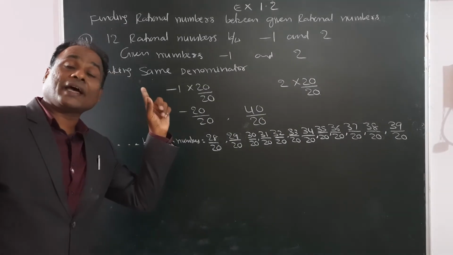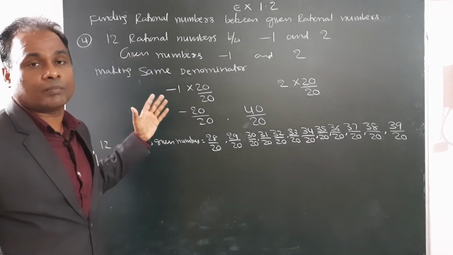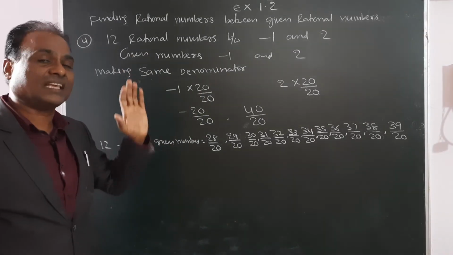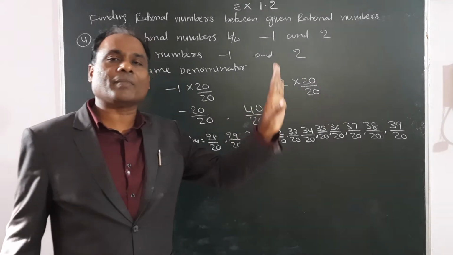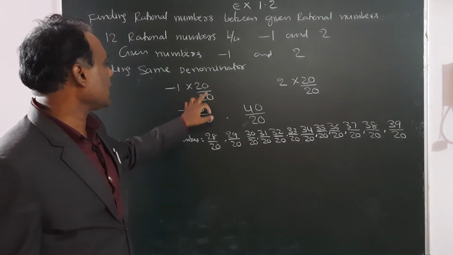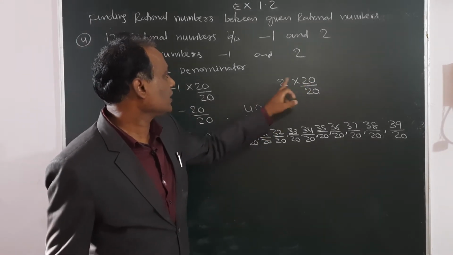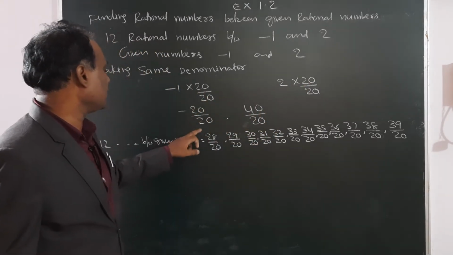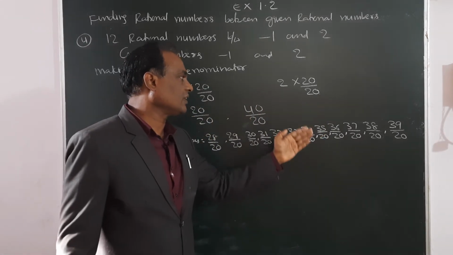First I explained the mean method, but it will be a lengthy process for getting 12 numbers. This method is somewhat easy, because if you make the denominator the same, then that ends the matter. Multiply the numerator and denominator with 20, so the denominator is 20, here also denominator 20. 2 is 40 by 20, 1 is 20 by 20. So tell the numbers less than this: 39, 38, 37, like that.